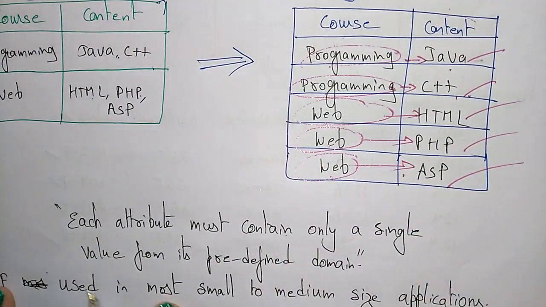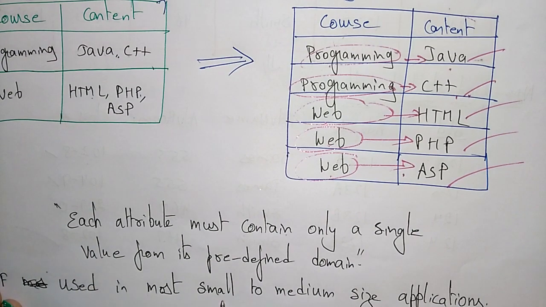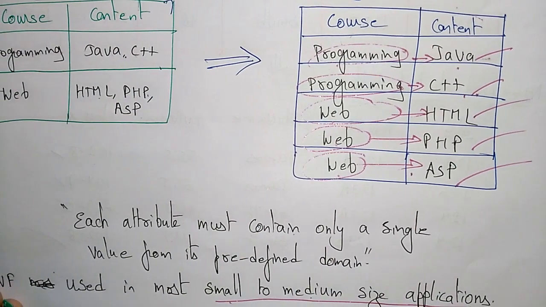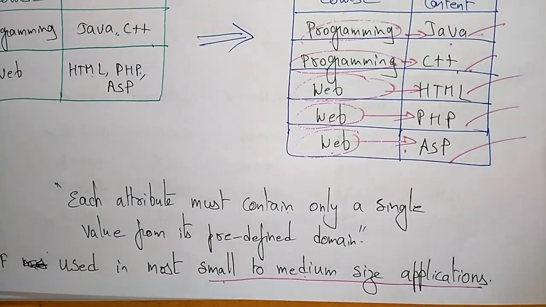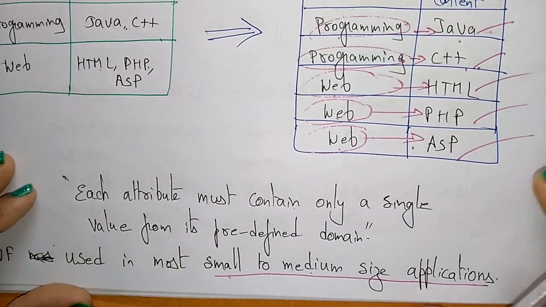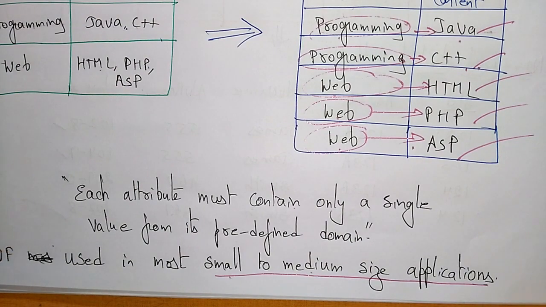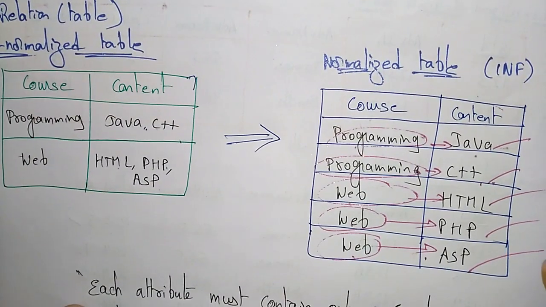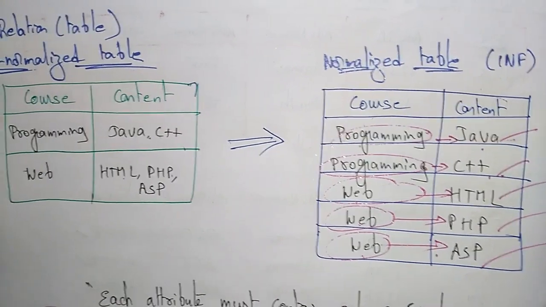This 1NF is mostly used in small to medium size applications. In which areas will we use this first normal form? Where small to medium size applications are concerned, you prefer this first normal form. This is about the first normal form. Thank you.